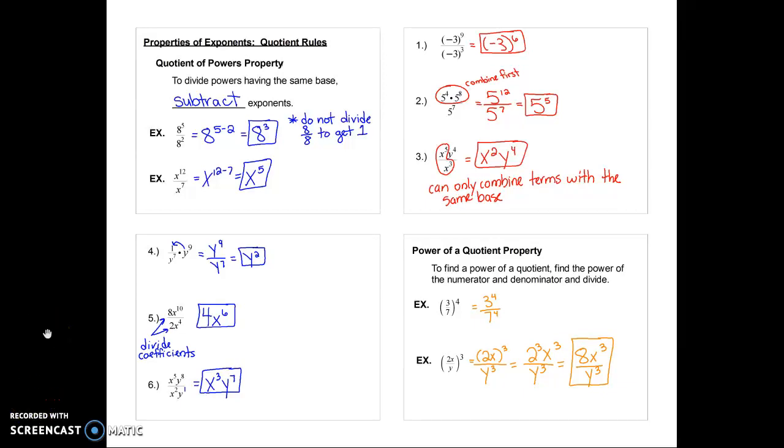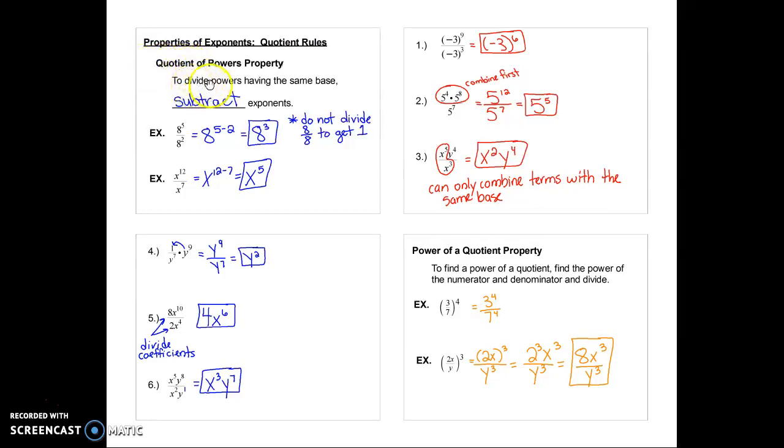Okay, this is your concept number 4. Again, it's properties of exponents, but now we're looking at quotient rules. So the first one is the quotient of powers property. Very similar to how in the last section we were multiplying powers together. We were multiplying the same base and we were able to add the exponents. Well, instead, now we're doing quotient, which means we're dividing.